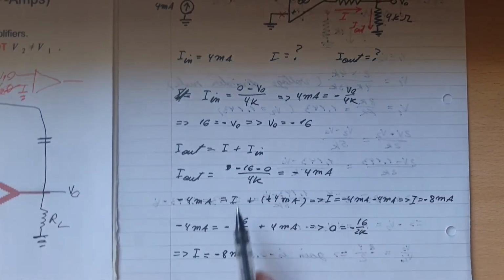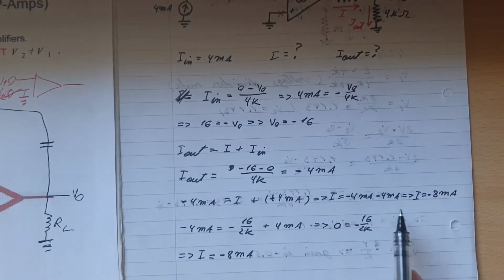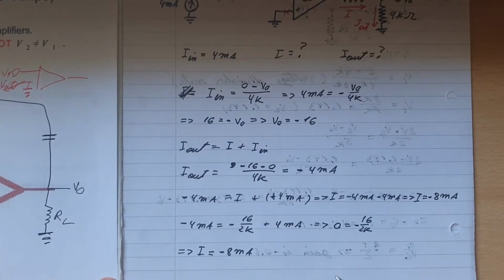Or if not, you can do this one, I out is equal to I plus I in, and that way you find out the cell. So I guess you have two methods in here.